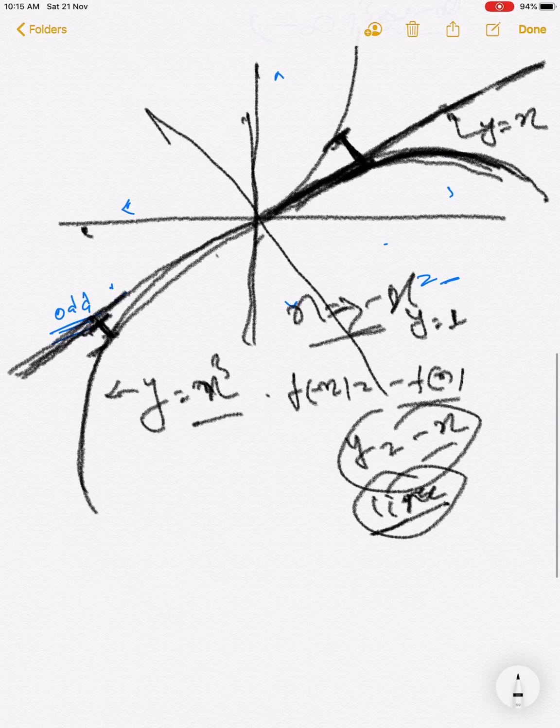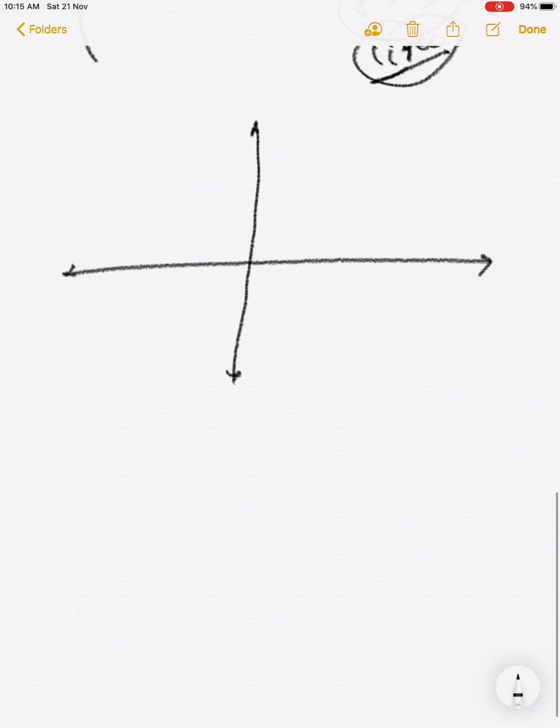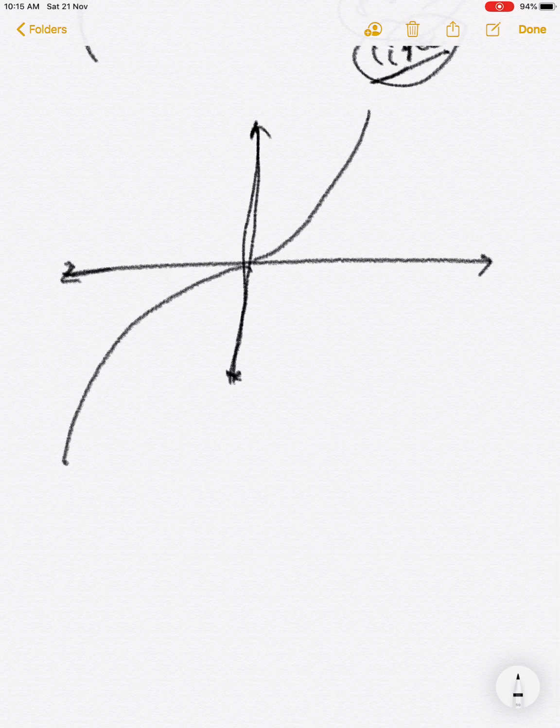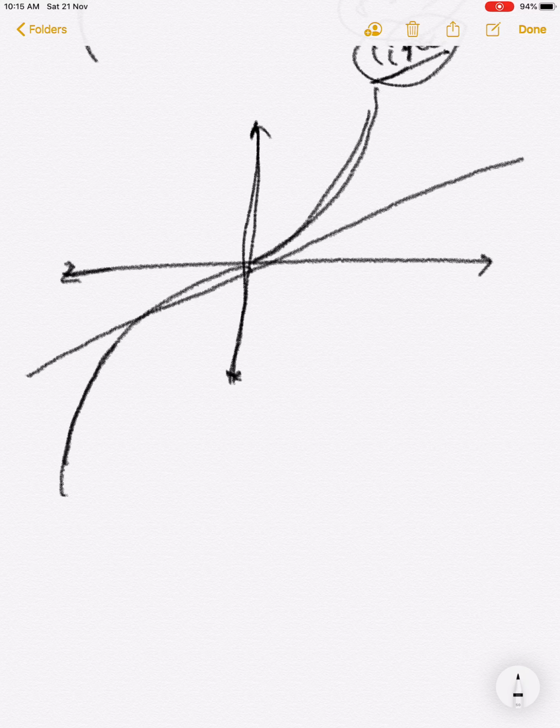This is also the way to check whether the function is odd or even. Okay, I think the concept is clear. Let's draw it in a clear way. This is the y equal to x cube function, and the y equal to x line. If you take the reflection of the upper part in the first quadrant of the y equal to x function, then the reflection will be like this only.